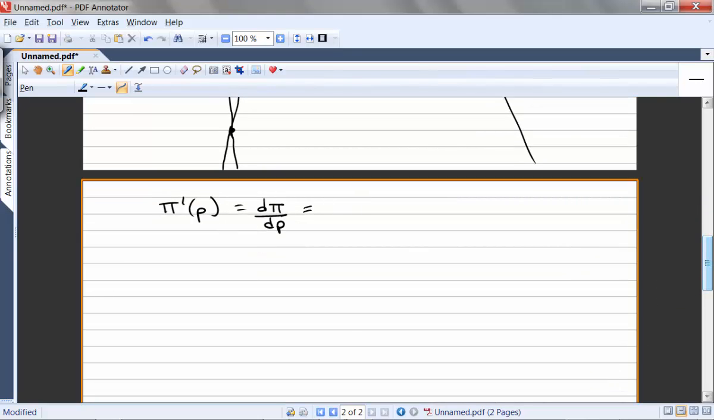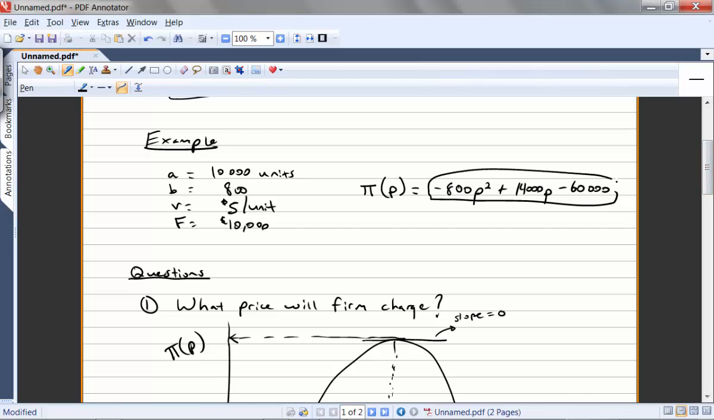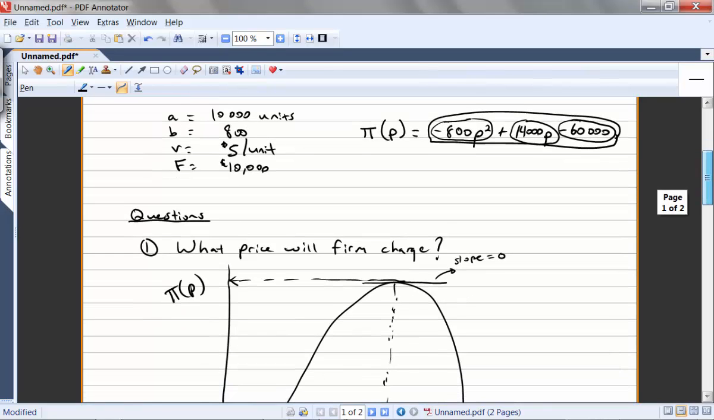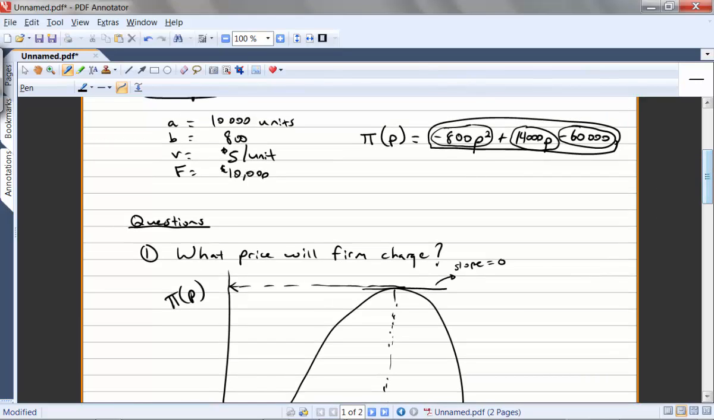So we're taking the derivative of our profit function right here, and all we have to do is take the derivative of each piece and add those derivatives up, and that will give us the derivative of the whole function. This is because the derivative of a sum is equal to the sum of derivatives. So the derivative of negative 800p squared, we take the coefficient, negative 800, times the exponent, or the exponent times the coefficient, if you want to think of it like that, times p to the power of whatever it was before minus 1. So this would be negative 1600 p to the power of 1, or negative 1600 p.